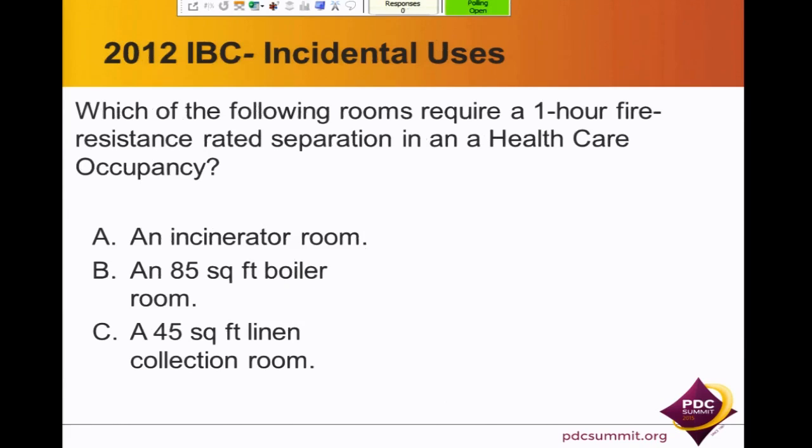Okay, now we're switching to the IBC. So in the IBC, hazardous areas are a very different thing. They call these incidental use areas. So we're switching gears a little bit. Which of the following rooms require a 1 hour fire resistance rated separation in a healthcare occupancy?